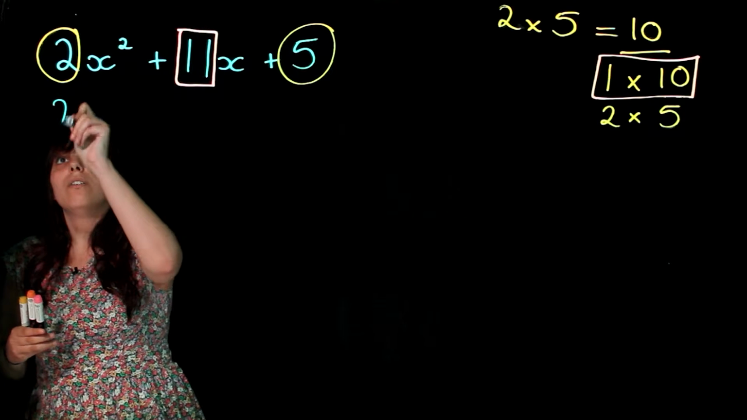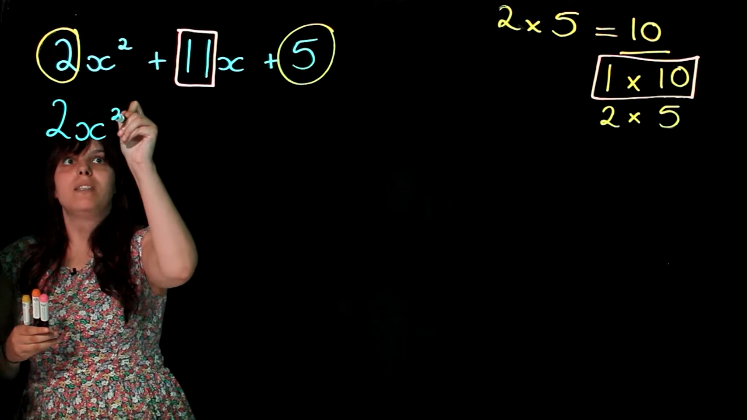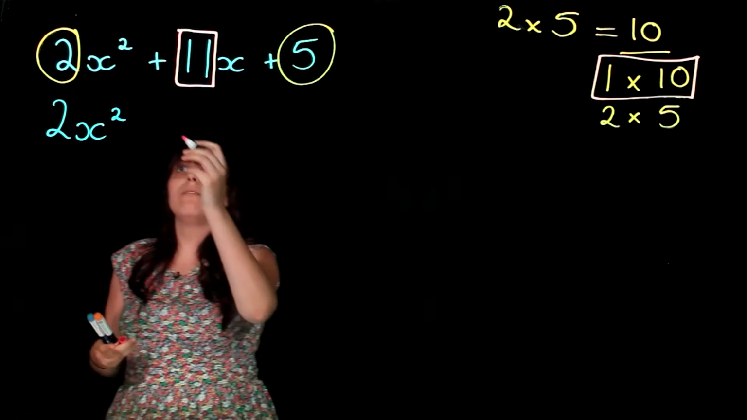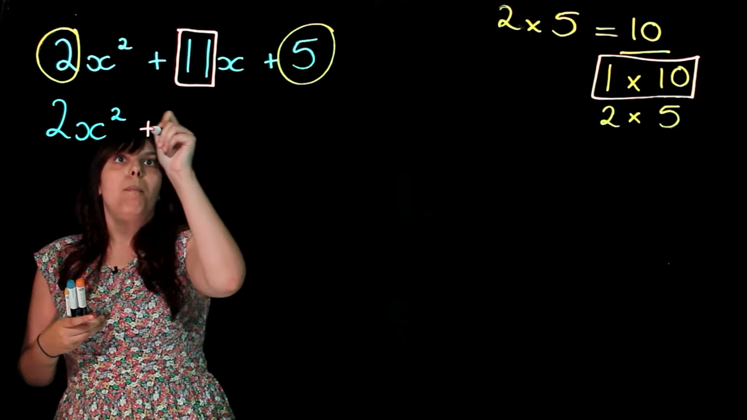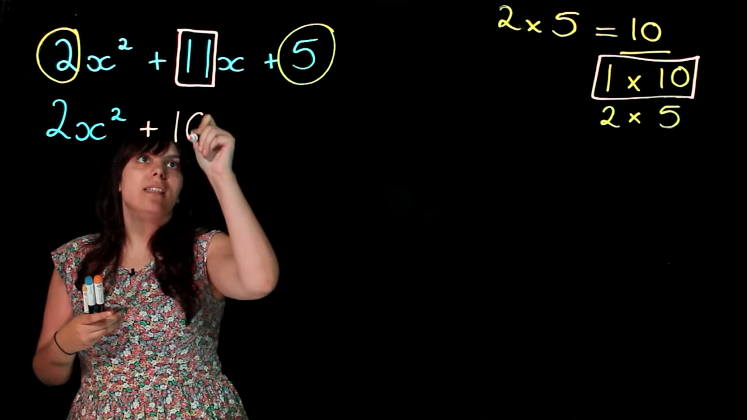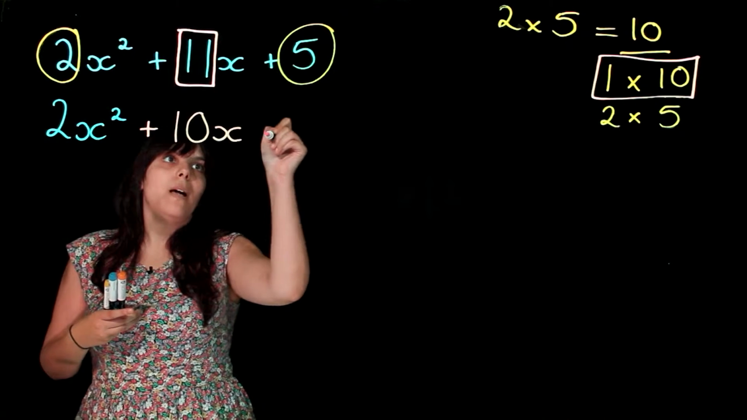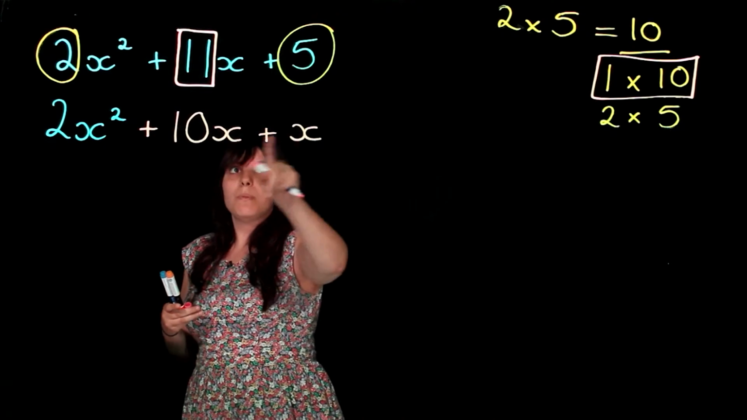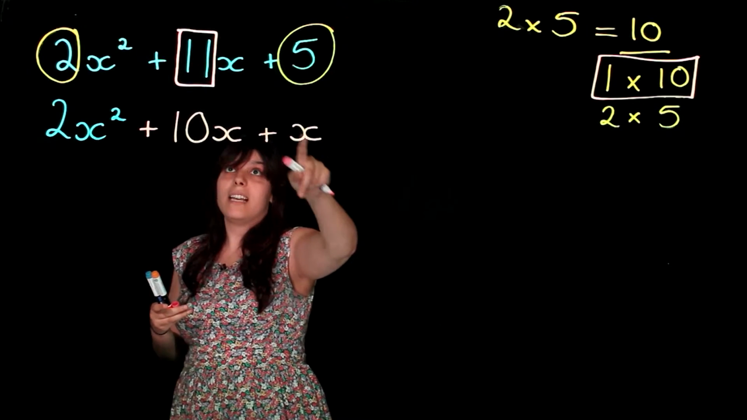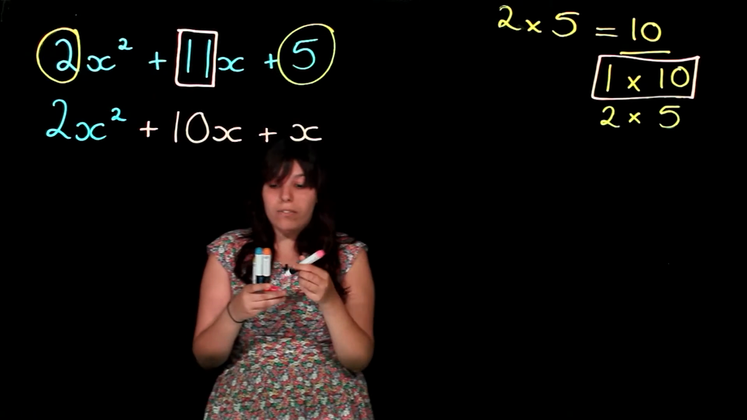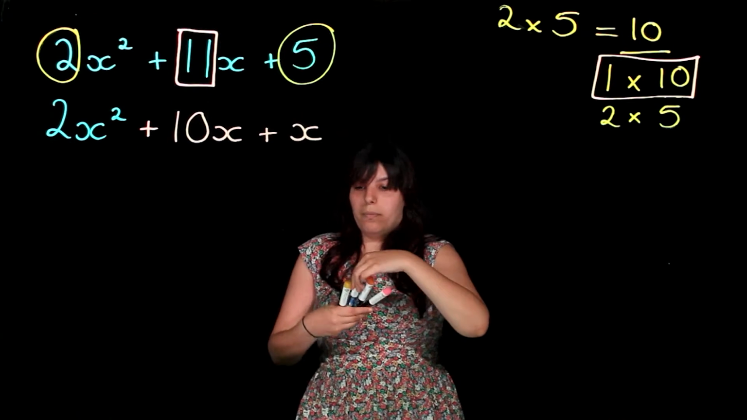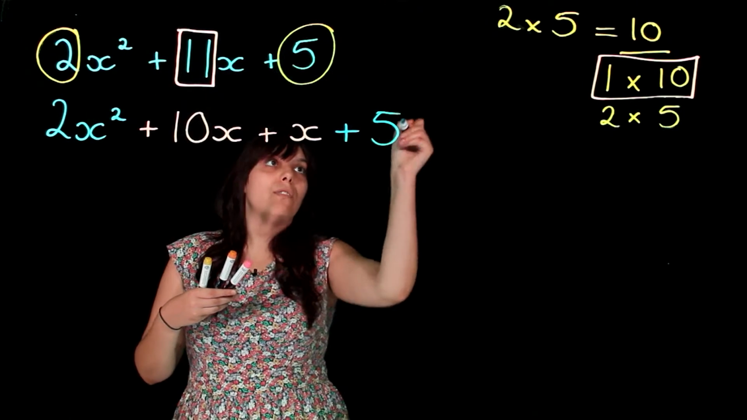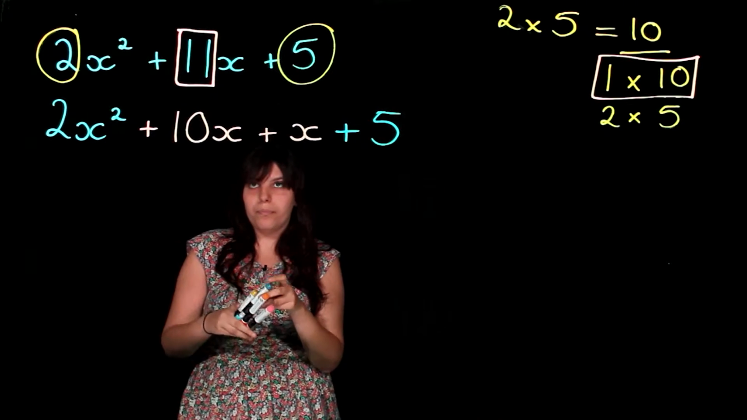So I keep my 2x squared, and then I break my 11x down into plus 10x and plus x. Because all I've done is broken it down: 10x plus x is 11x. That's all I've done, and I've used my knowledge of the factors to do that. And then I've got my plus 5 on the end because that's my constant.